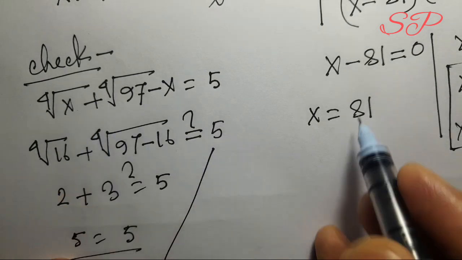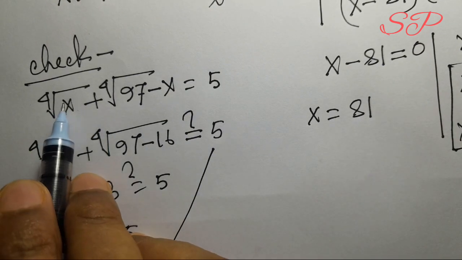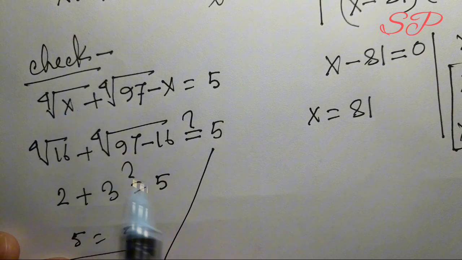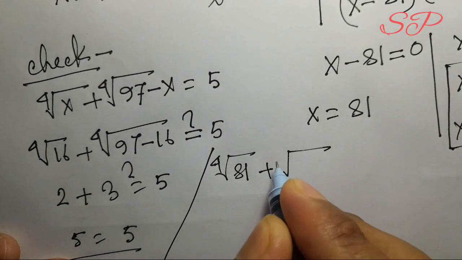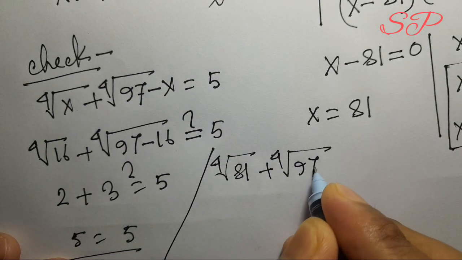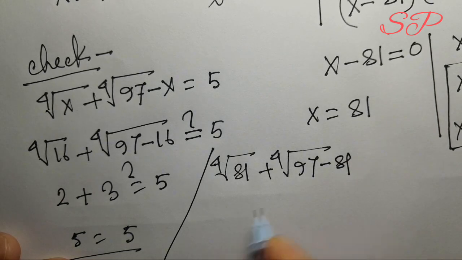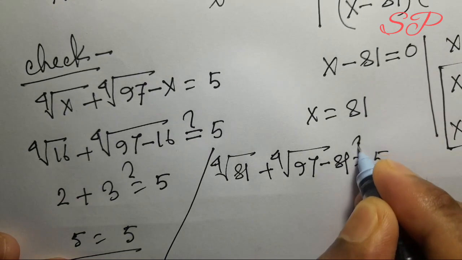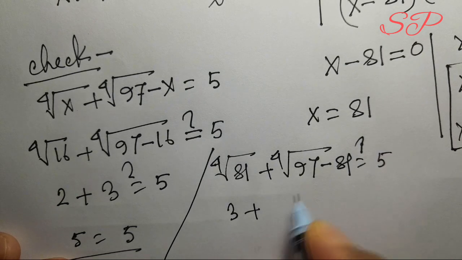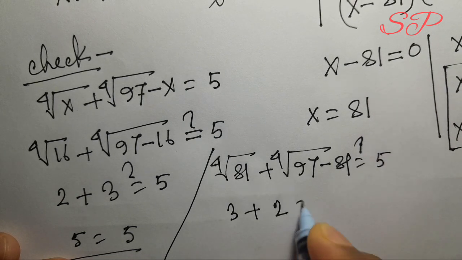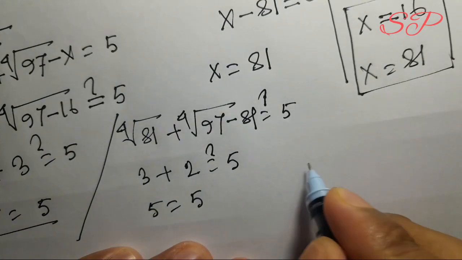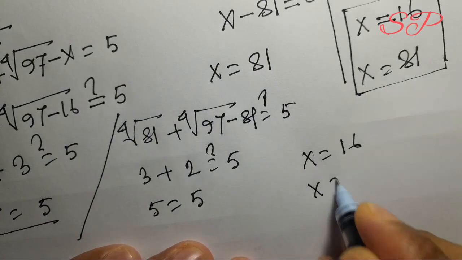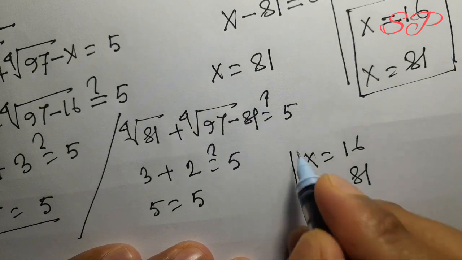Again, if we use 81, then the fourth root of 81 plus the fourth root of 97 minus 81 is equal to 5. Here is 3 and here is 2, is equal to 5. So 5 is equal to 5. So x is equal to 16 and x is equal to 81.